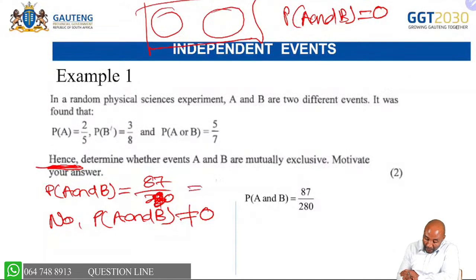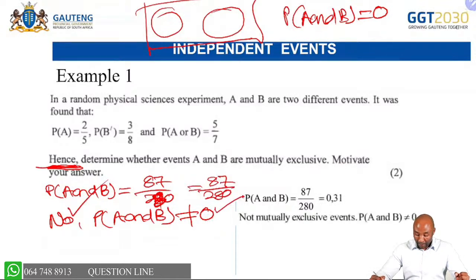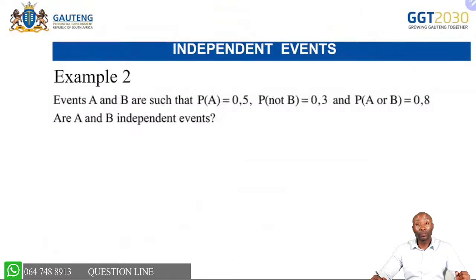Remember, the probability is given by 87/280. So because of that intersection, the events cannot be mutually exclusive. As our reason, which is our motivation, it's because the probability of A and B is not equal to 0. For events to be mutually exclusive, the probability of A and B must be equal to 0. We will move on to the next one, example 2.